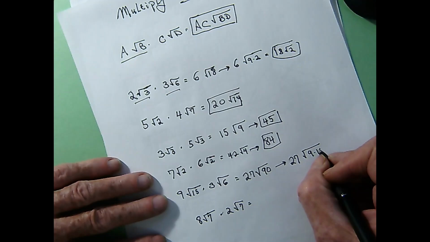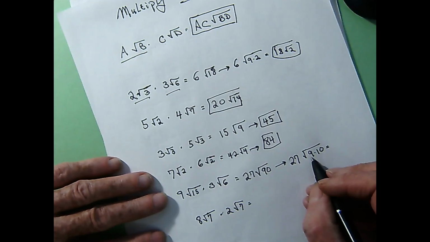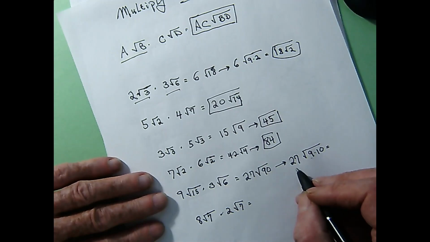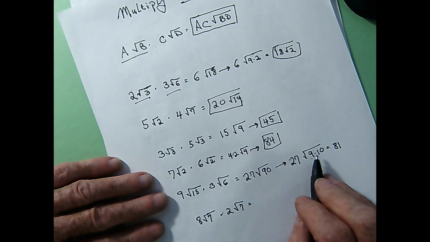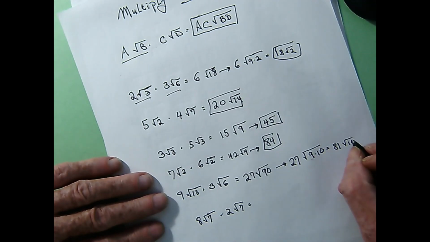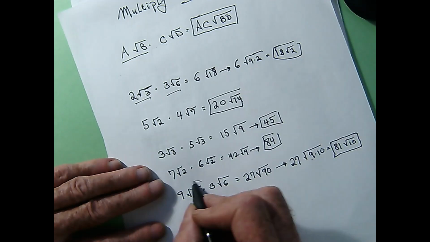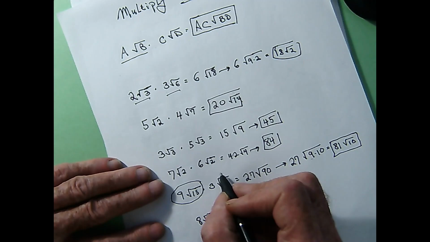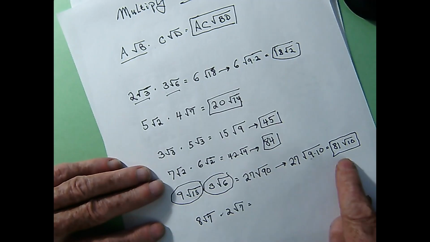I'm thinking, well, that 9, I know the square root of 9, that's 3 squared, so the square root of 9 is just 3. That 3 comes out of the radical, multiplies with the 27, gives me 81. The 9 came out, the 10's still in there. Square roots of 10. And I'm here to tell you, this is a true fact, that if you were to multiply 9 square roots of 15 times 3 square roots of 6, you're going to get 81 square roots of 10. Isn't that a beautiful thing?